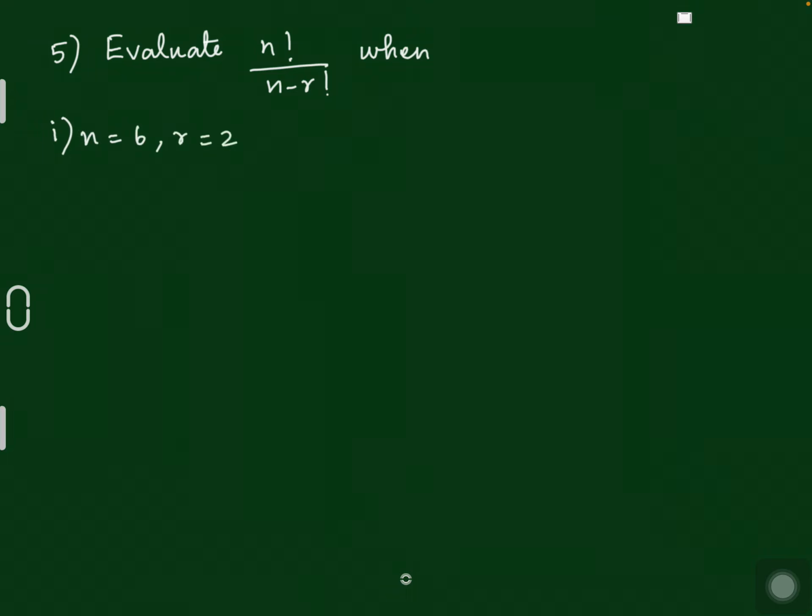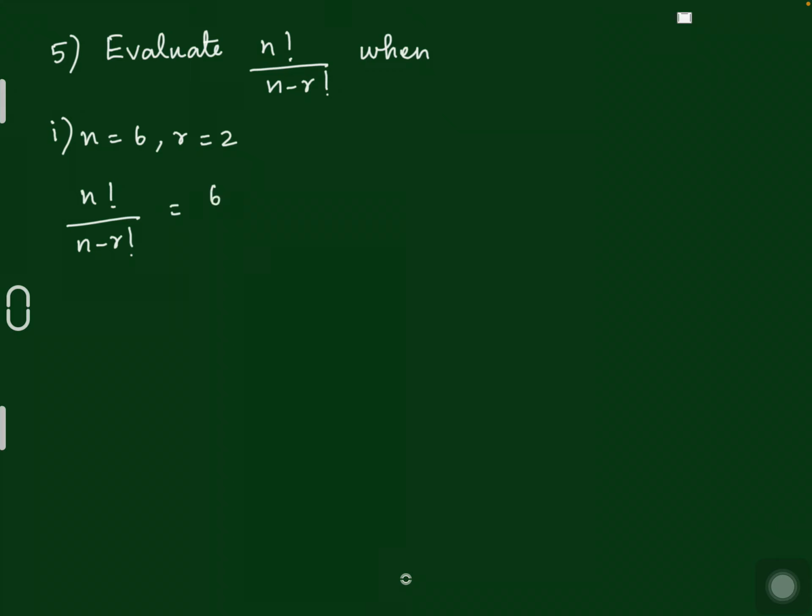Let me move on to the fifth sum, where you have to evaluate n factorial by n minus r factorial. What you have to evaluate? N factorial by n minus r factorial when n is equal to 6 and r is equal to 2. So what you have to evaluate? N factorial by n minus r factorial.